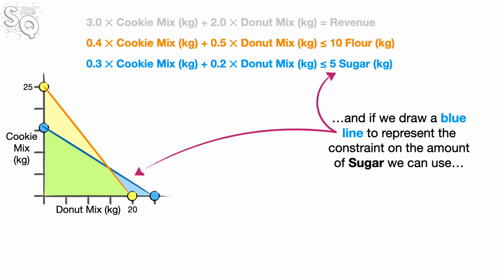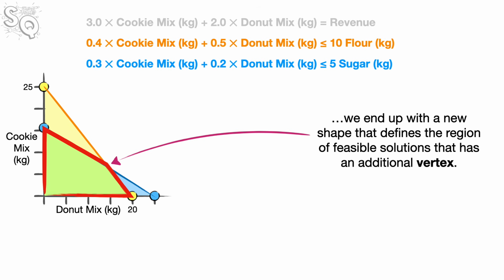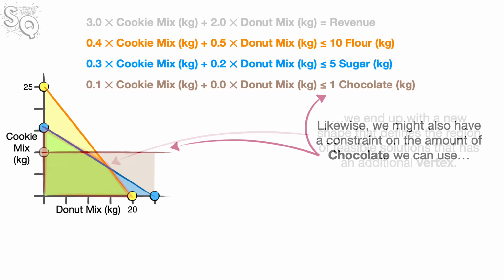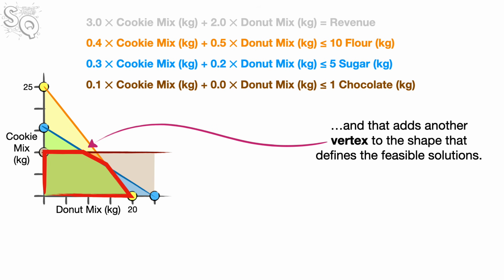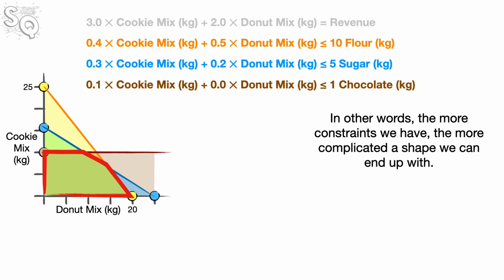And if we draw a blue line to represent the constraint on the amount of sugar we can use, we end up with a new shape that defines the region of feasible solutions that has an additional vertex. Likewise, we might also have a constraint on the amount of chocolate we can use. And that adds another vertex to the shape that defines the feasible solutions. In other words, the more constraints we have, the more complicated a shape we can end up with.